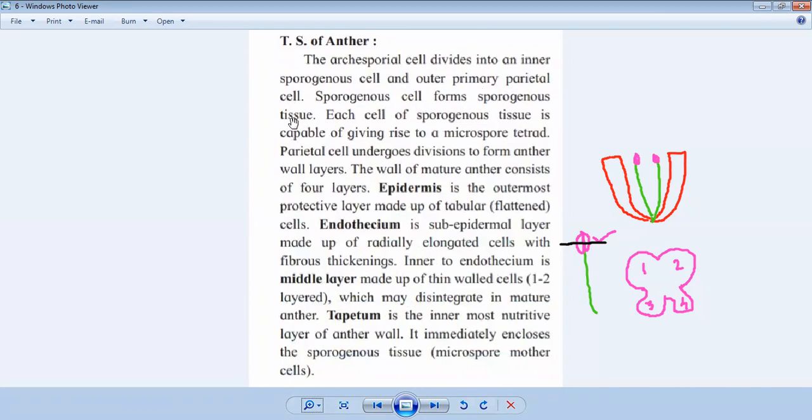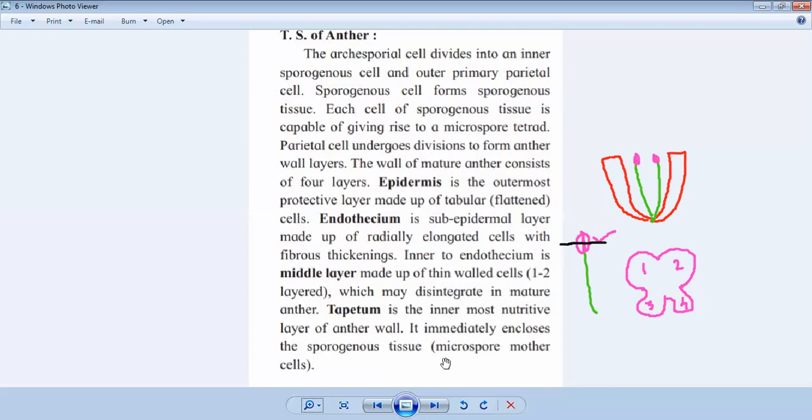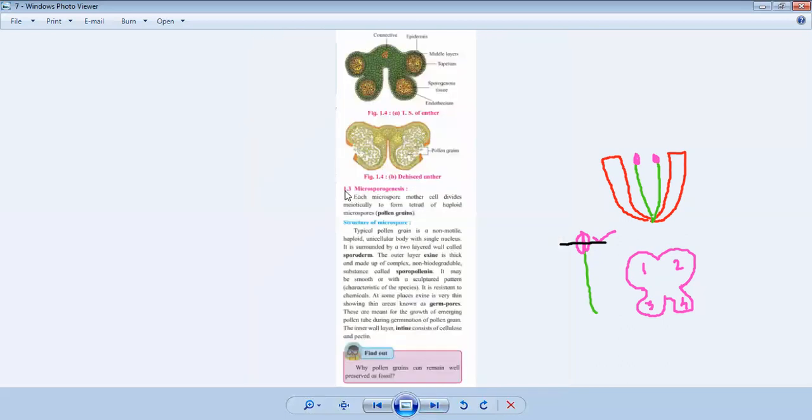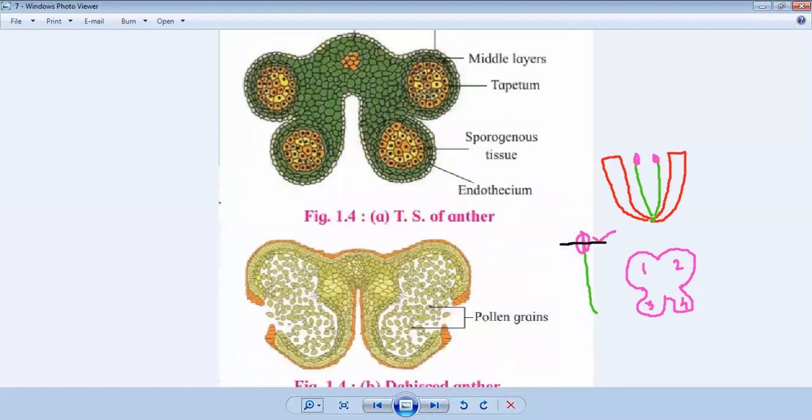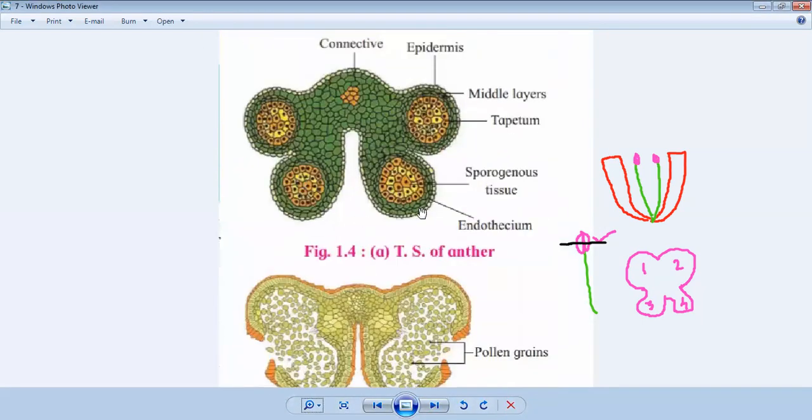Sporogenous cells form the sporogenous tissues. मतलब ये जो यहाँ पे स्ट्रक्चर दिखाया हुआ है इसके अंदर आपको स्पोरोजिनस टिश्यूज मिलेंगे. जैसे कि अगर हम लोग डायग्राम देखते हैं यहाँ पे, in case of the TS of anther, so this is the diagrammatic representation of TS of anther. Four chambers are there, 1 2 3 and 4. ठीक है, so the sporogenous tissues are there inside the anther.